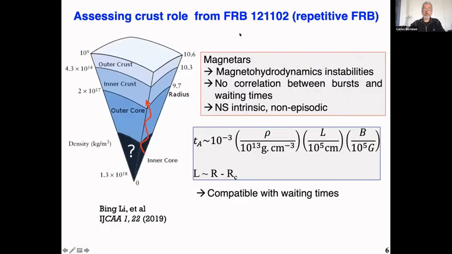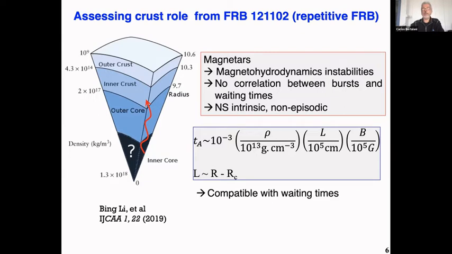Other studies of this repetitive FRB have observed that this waiting time that I talked about previously is a fact from observation of FRBs. If it comes from magnetic fields or waves coming from inside of the neutron star, it leads to magnetohydrodynamic instabilities, which do not have, in fact, correlation with the waiting times. And they should be non-episodic. They occur from time to time, but no real repetition for the waiting times. And they should be related to the density in the neutron star and the size through which the wave propagates within the neutron star and to the magnetic field. And by doing this calculation here, this is the radius of the star, this is the radius of the crust. Inserting here, it's compatible with the waiting times observed in FRBs.